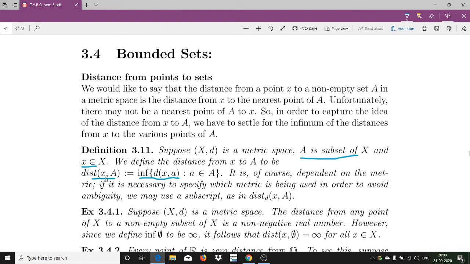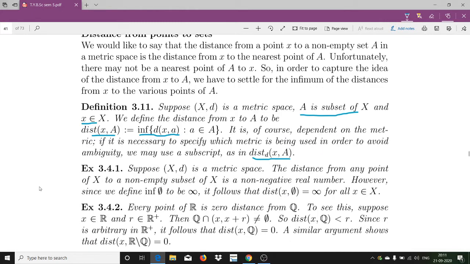Now, of course, the distance depends on the metric which you choose. Sometimes it is necessary to specify which metric you are using. In that case, to avoid the ambiguity, we will use the notation distance with suffix d, d(x, A). So d will denote the metric. It will emphasize that. Now let's see the next example which I have listed.